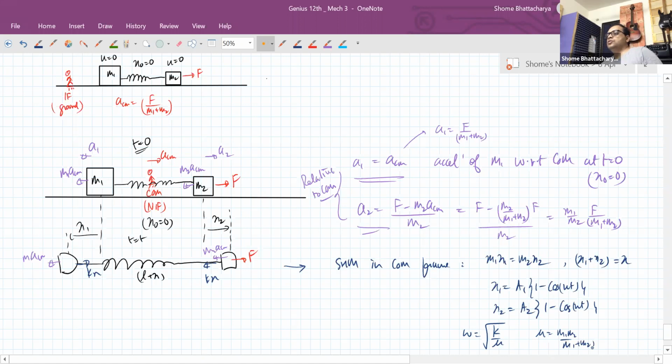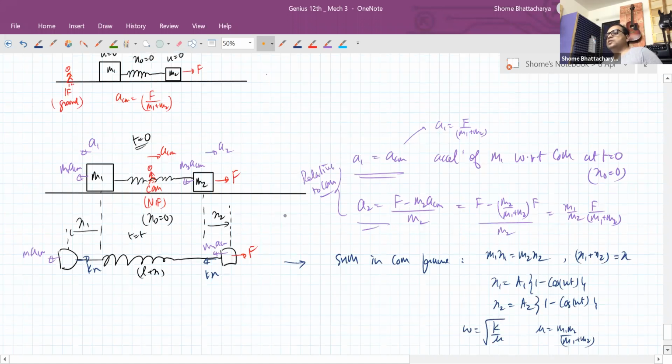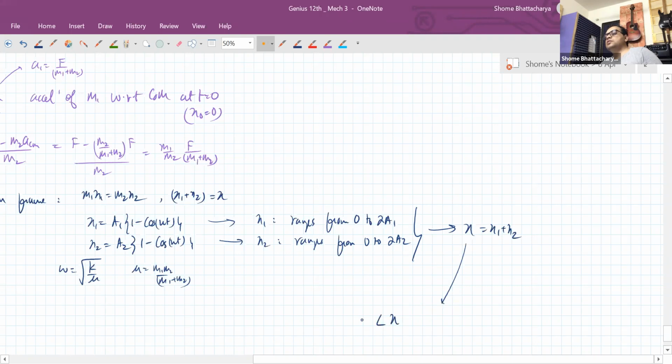Okay. So you can see that this x1 ranges from 0 to 2a1 and x2 ranges from 0 to 2a2. So correspondingly x, which is x1 plus x2, ranges between 0 and 2 times a1 plus a2.